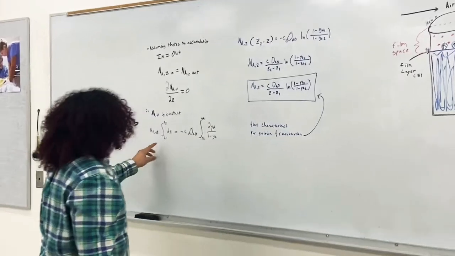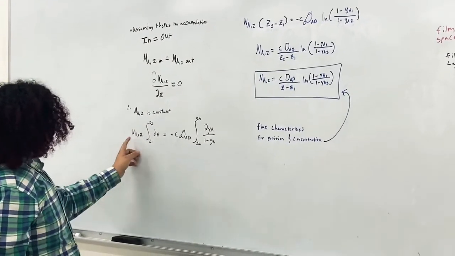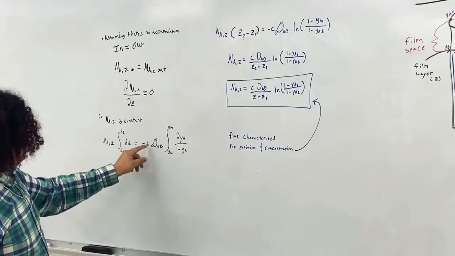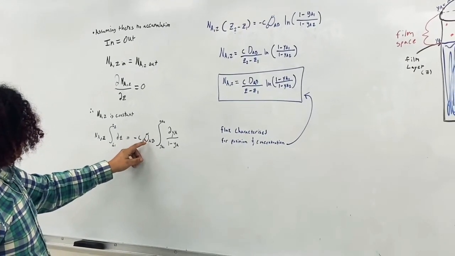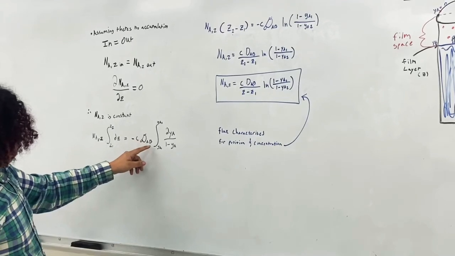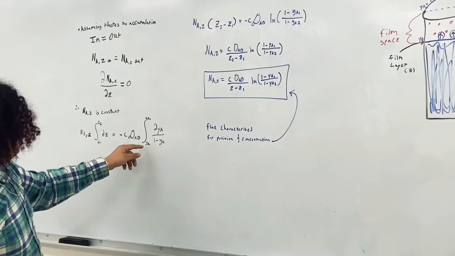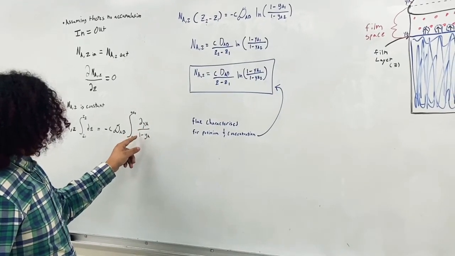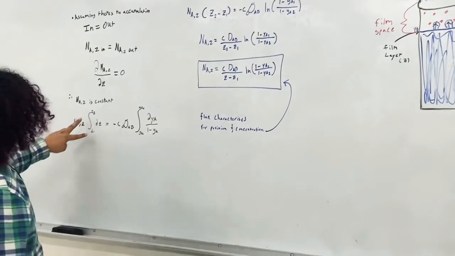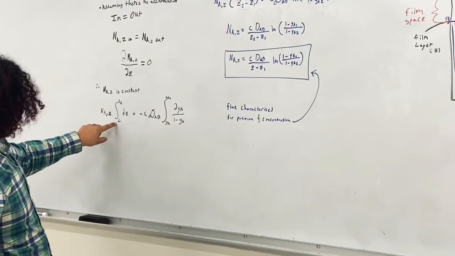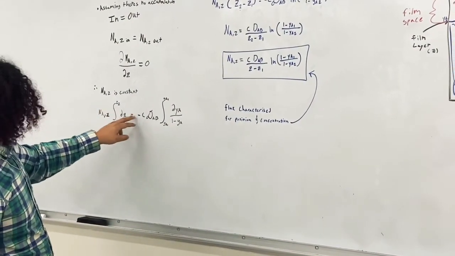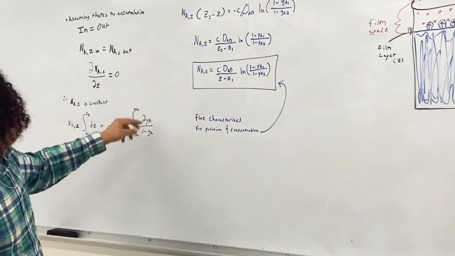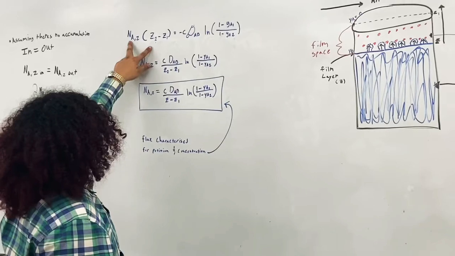From this equation, we bring it over here, we kick it out, and then we're left with dZ equals negative concentration times diffusivity of A and B with the integration of the derivative of YA over 1 minus YA. And then we mark our parameters, which are Z1 and Z2, and YA2 and YA1. So over here, now we have our integral.